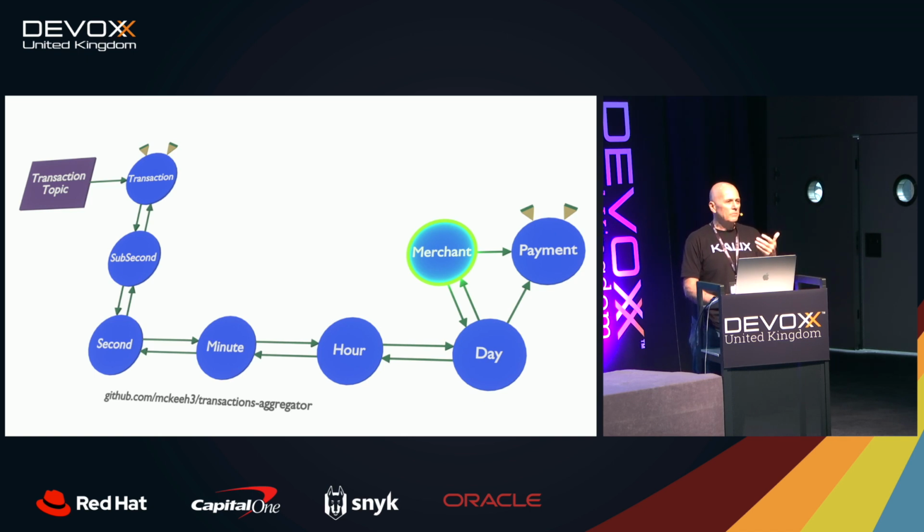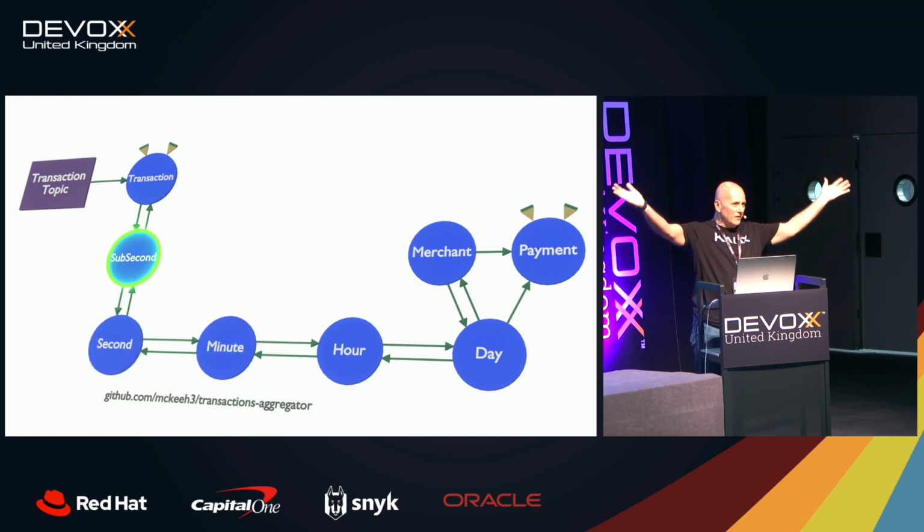Now what the merchant does is emit an event. This goes back to the day and says, hey, day, aggregate what you've got so far. And it works its way back up the tree, because the day goes to any of its hours that are active and says, hey, hours, aggregate your data. Hey, minute, aggregate your data. Hey, second, aggregate your data.